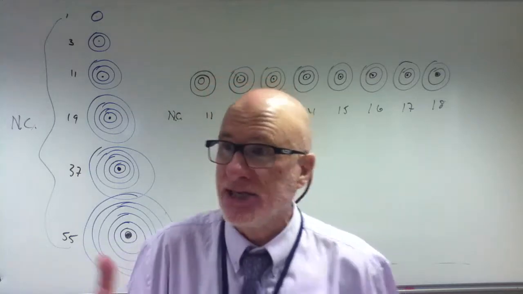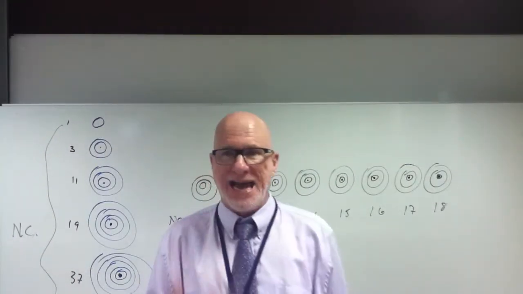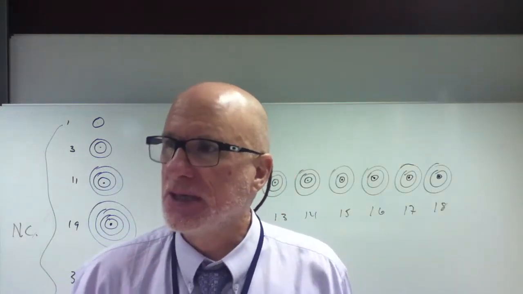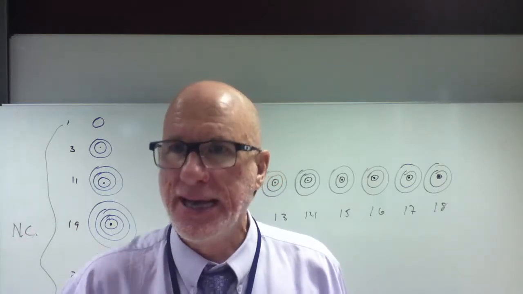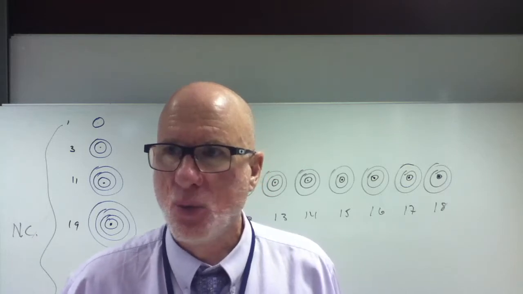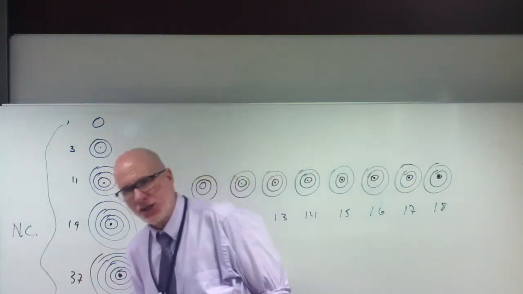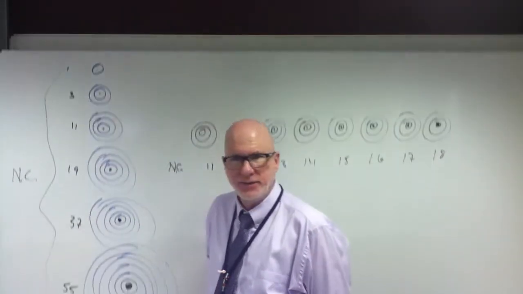So, do you see that? It's the shielding effect, right? So, let me ask you a question. As you go down the column, is the shielding effect constant or variable? It's variable. It's not constant, is it? Why? Because you have increased rings, don't you? You have increased size, don't you?